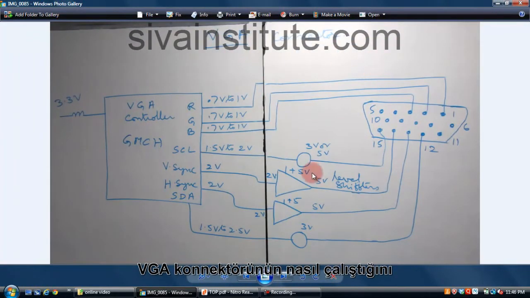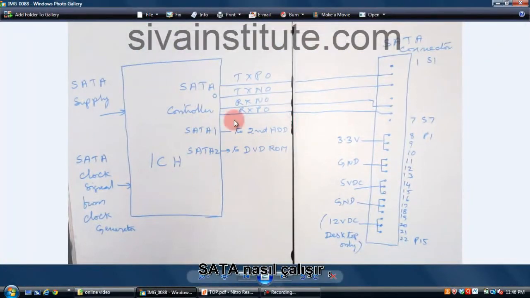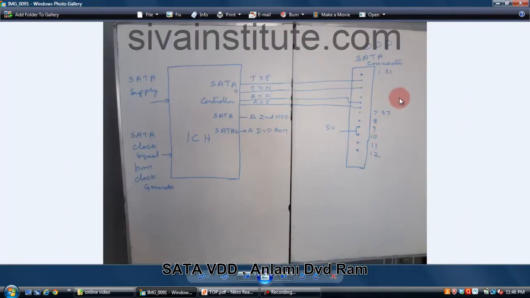VGA: how does a VGA connector work? I will explain this VGA connector, and after that we will see it in the circuit. This is a 1 hour lesson. SATA: how does SATA work? What is the starting point, what is the ending point, how do you check the SATA circuit? I will explain in this way. SATA ODD means DVD RAM. If the DVD RAM won't work, you should check the starting point and the ending point. This is a 1 hour lesson.